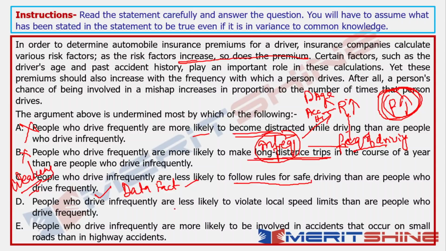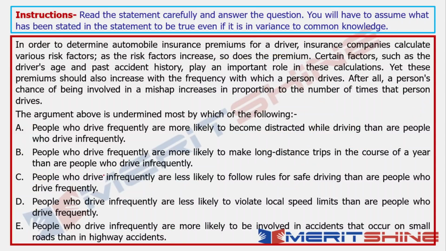People who drive infrequently are less likely to violate. Again, this supports and therefore is eliminated. People who drive infrequently are more likely to be involved in accidents that occur on small roads than in highway accidents. What is this? This is irrelevant. Right. So there is no comparison between infrequency and frequency here that we can make through E. Therefore, E is eliminated. Hence, C is the answer. Which is the answer? C is the answer.